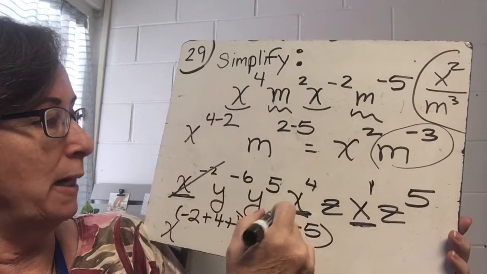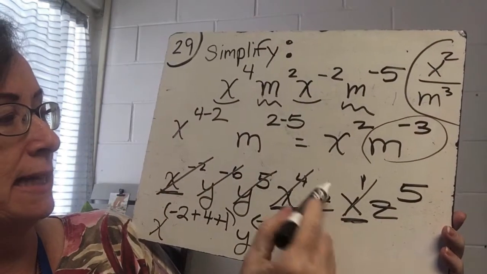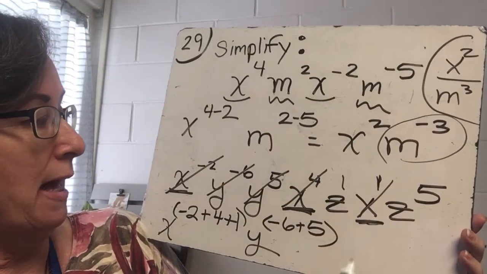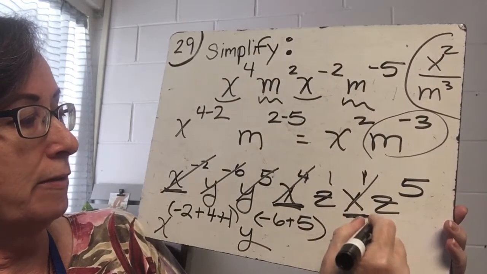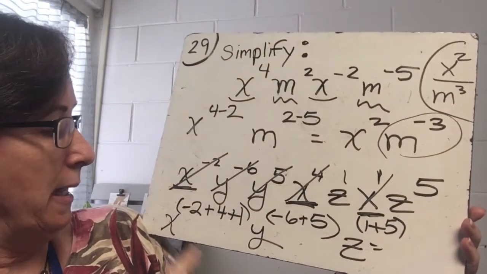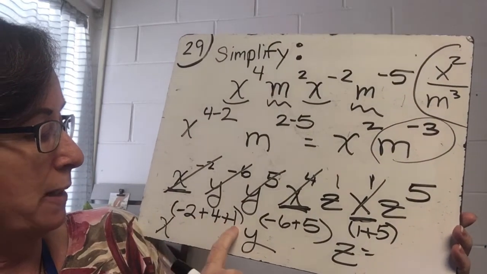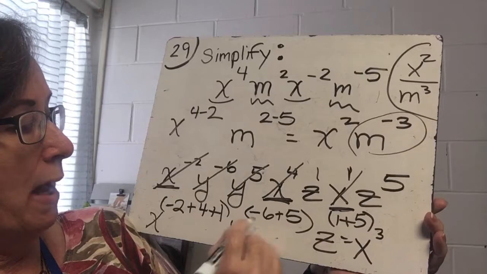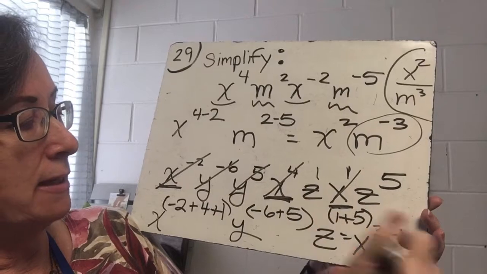Okay, so I've taken care of my x's. I've taken care of my y's. And now I look at my z's. And again, this is a z to the 1. So I get z to the 1 times z to the 5. And that's going to be z to the 1 plus 5. So my final answer is going to be x, negative 2 plus 4 plus 1 is 2 plus 1 is 3. So I get x to the 3, y to the negative 1, and z to the 6.